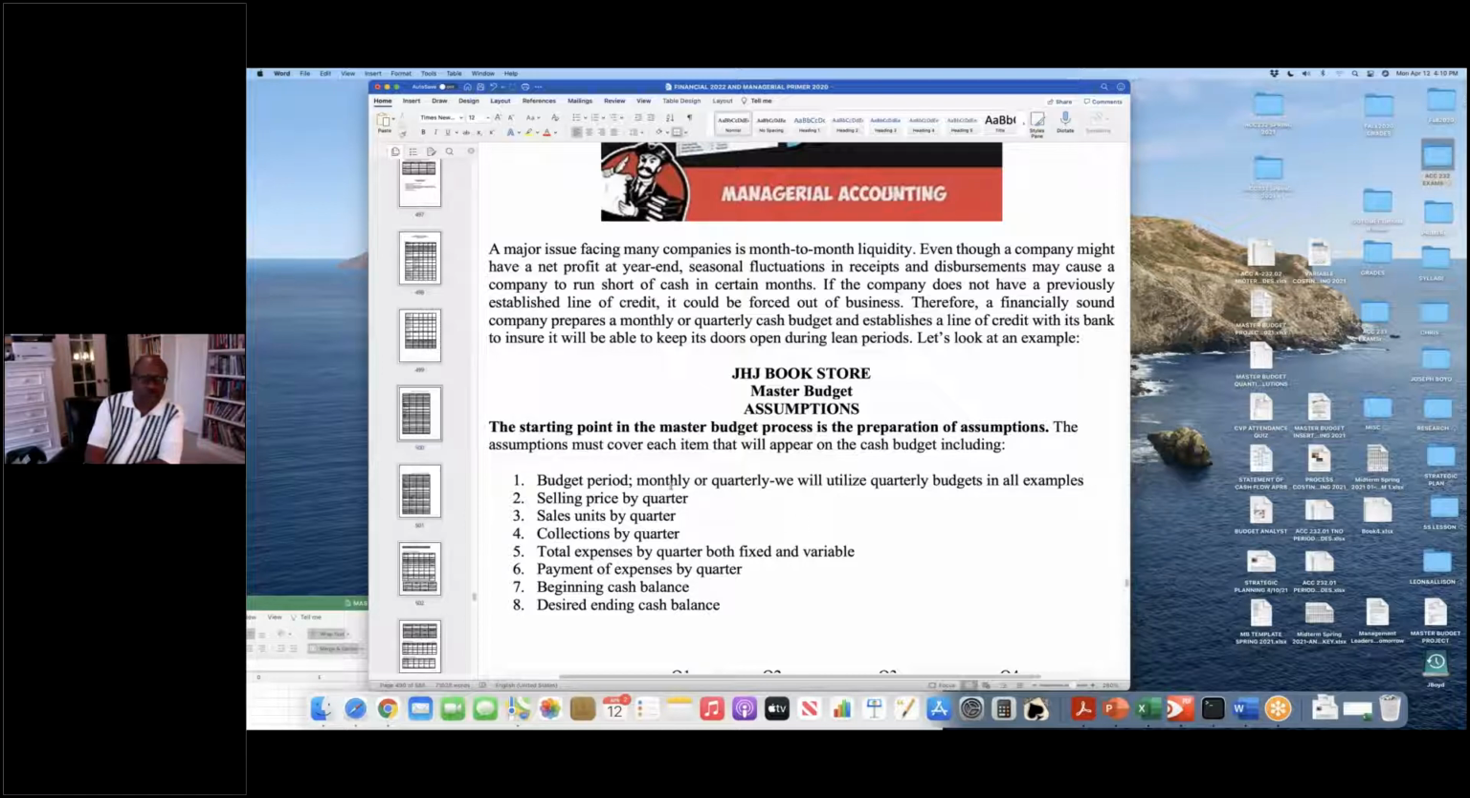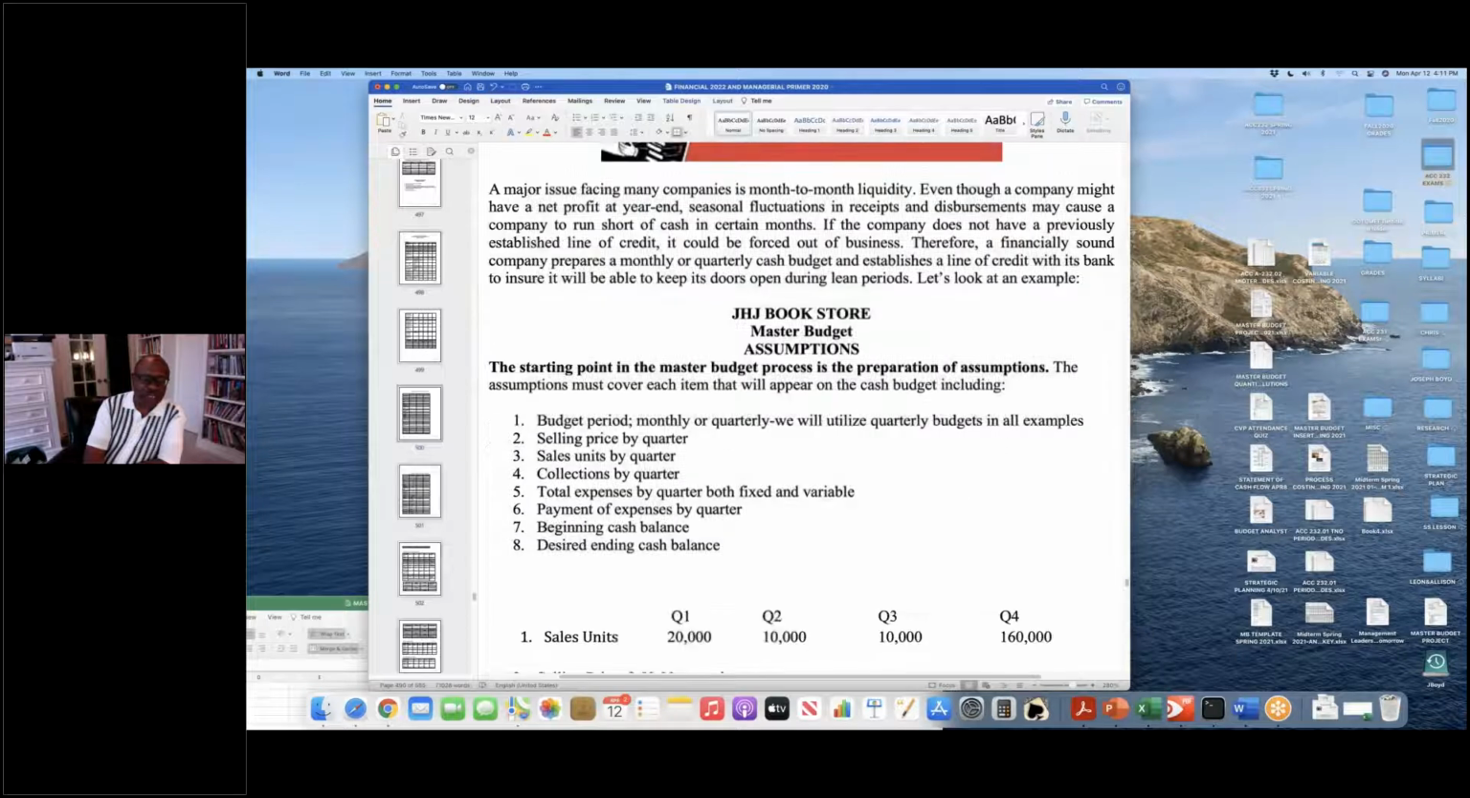So we're gonna have a budget period. We're gonna be using quarterly. We have a selling price. We're gonna have the sales units by quarter, collections by quarter, total expenses by quarter, both fixed and variable, and a beginning cash balance and a desired ending cash balance.